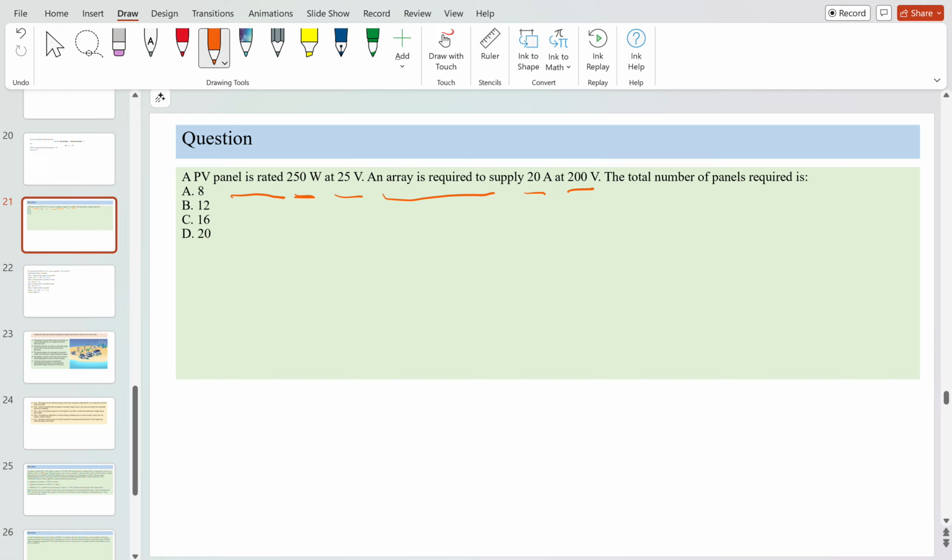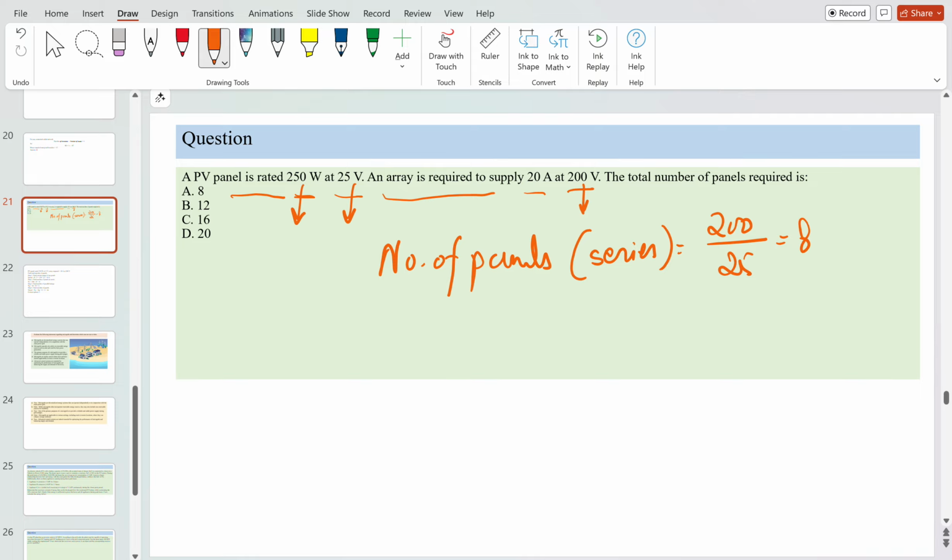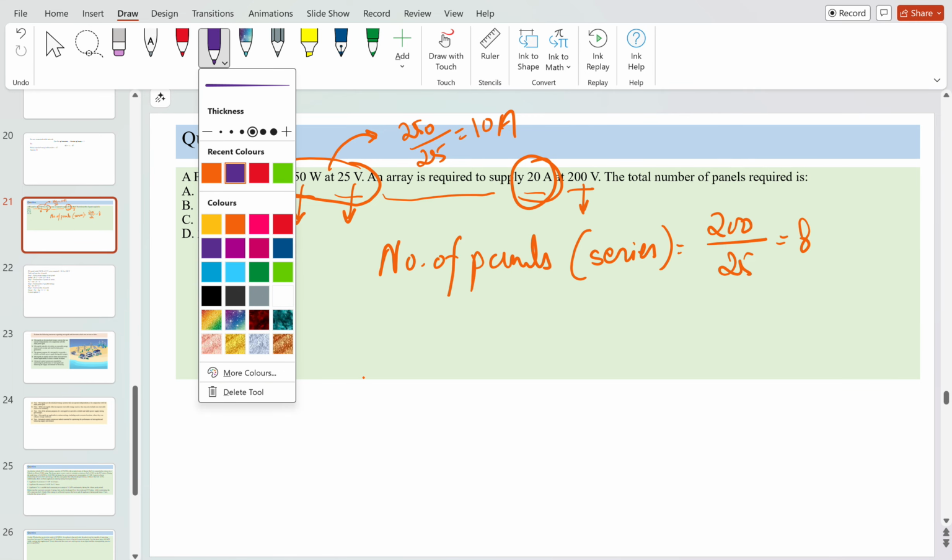Okay, so when you see the PV panel here, one module is basically 250 watt and 25 volt, and what is required is 200 volt. Okay, so the number of panels connected in series is equal to 200 divided by 25, which comes out to be 8. But here, the current from one string is 10 amps. Okay, what it is delivering: 250 divided by 25 gives 10 amps. But what is the required current? Required current is basically 20 amps.